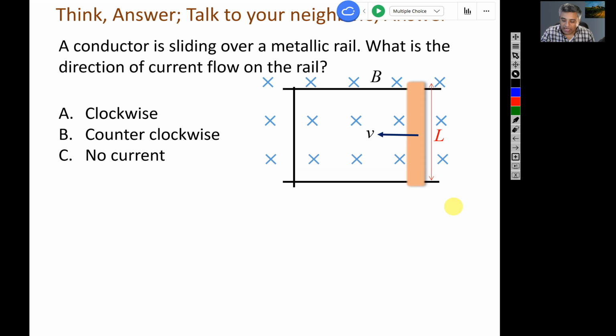So you are looking at the screen and deciding clockwise or counterclockwise. If it's going like that, that's clockwise. Otherwise, it's counterclockwise. If current is not flowing, there is no current, okay? So you have a minute to answer this question.